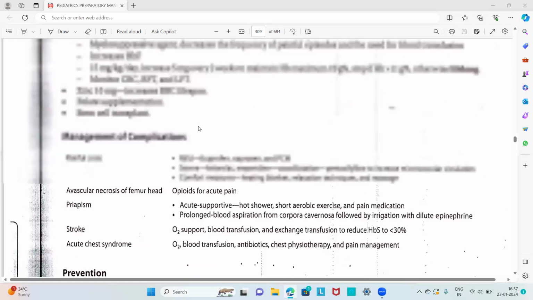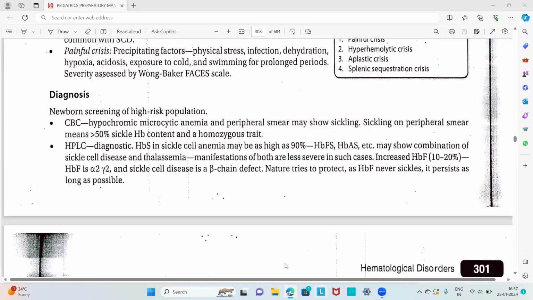So that is all regarding the hematological disorders in pediatrics.